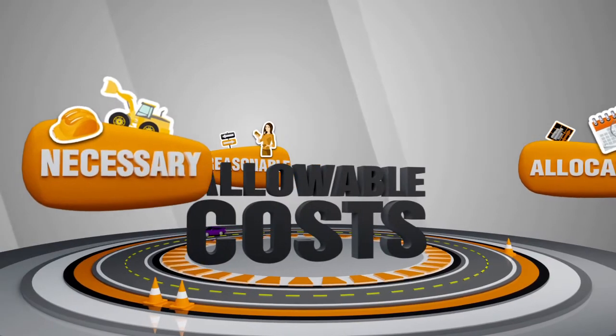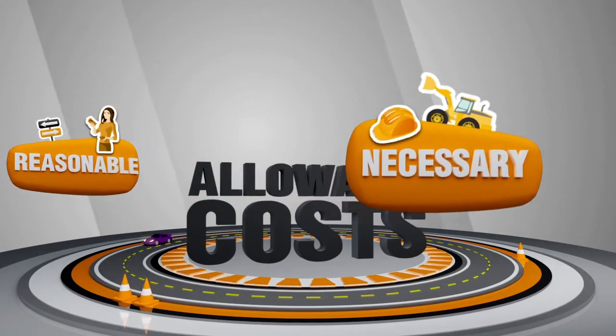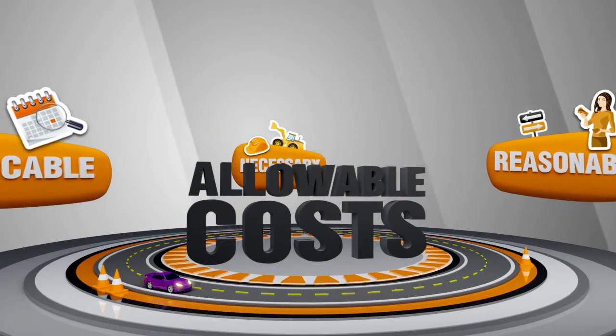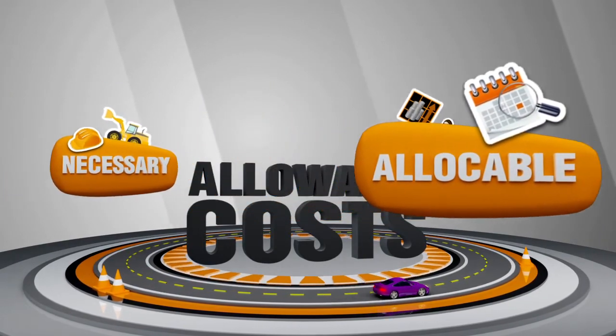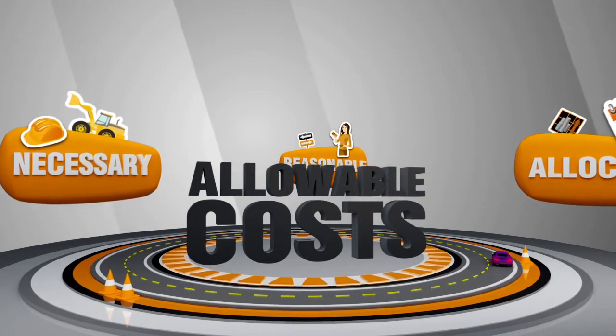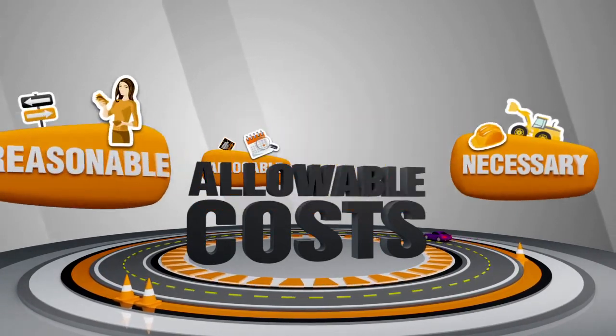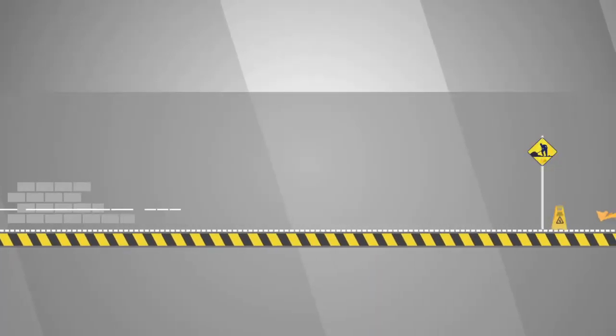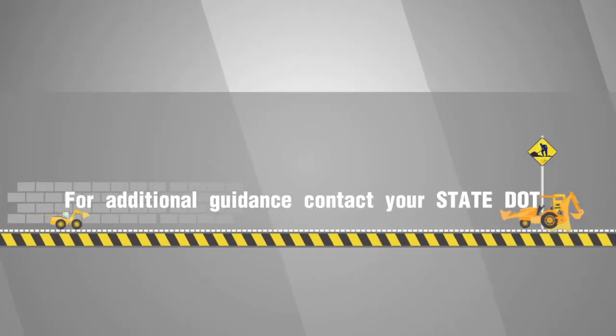In summary, Federal Aid Highway project expenses must be allowable in order to qualify for federal reimbursement. To be allowable, they must meet the three conditions of being necessary, reasonable, and allocable. For additional guidance, contact your state DOT.